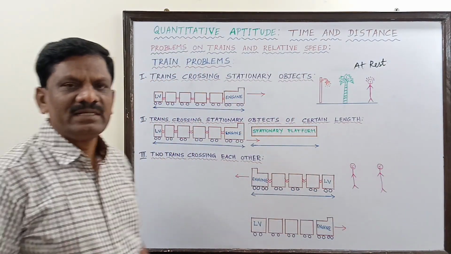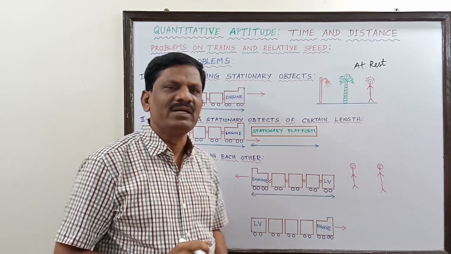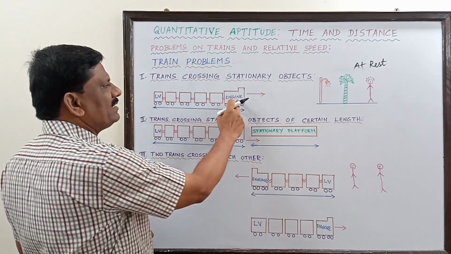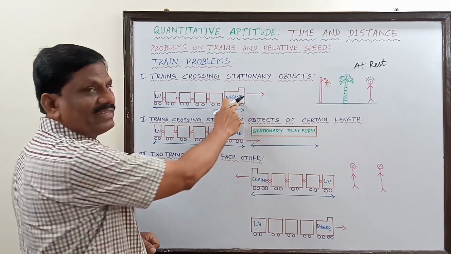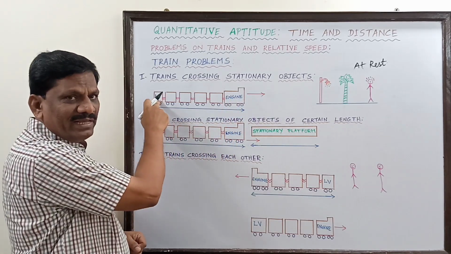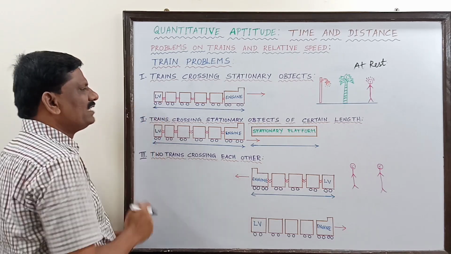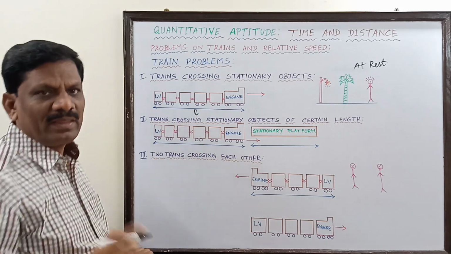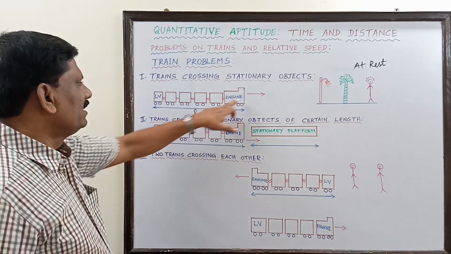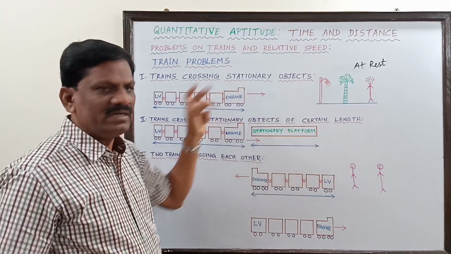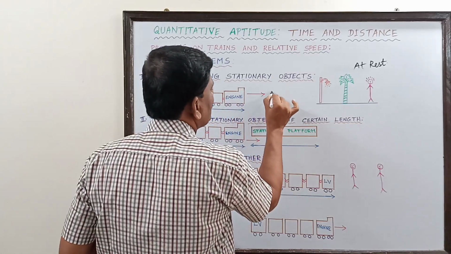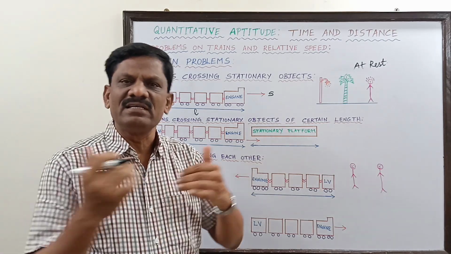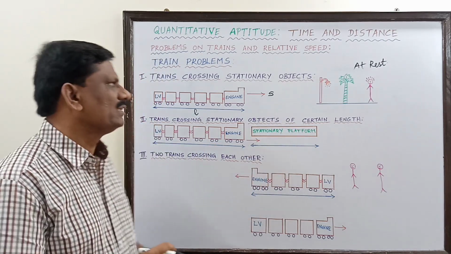They are also considered to be small points compared to the length of the train. Now you can see that this is the front portion called the engine of the train, and this is the last vehicle. LV means last vehicle of the train. The distance between these two is L, the length of the train. So L is the length of the whole train and its speed is S. The train is traveling with a constant speed S in the forward direction.